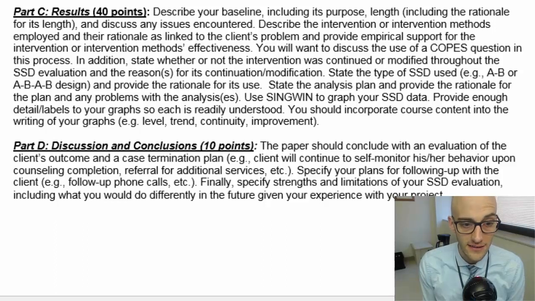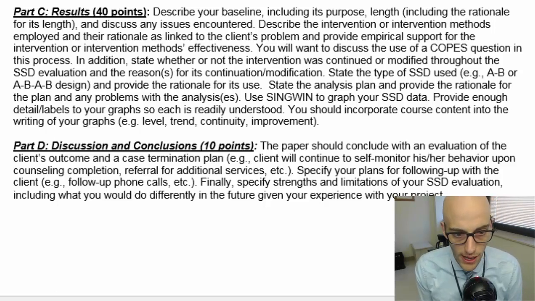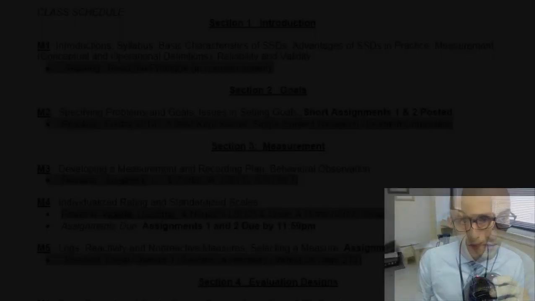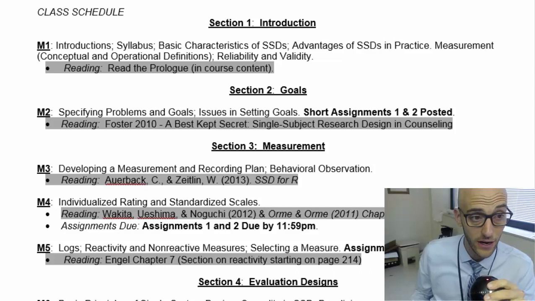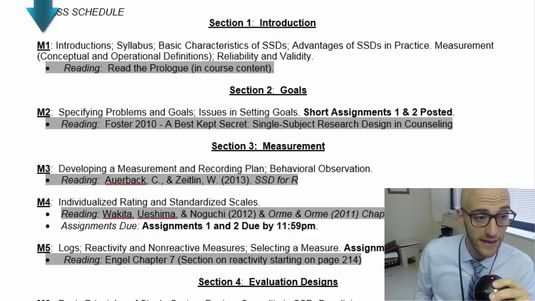And then lastly, your discussion section, which is just 10 points, includes evaluation of the client's outcome, case determination, what you would do next, what went well, what didn't go well, and maybe what the strengths and limitations of your single system design are.